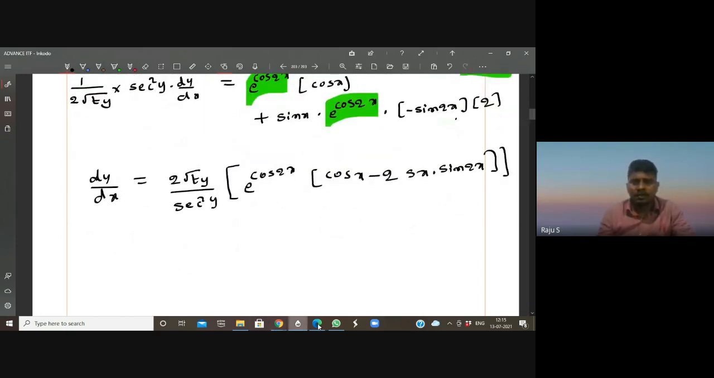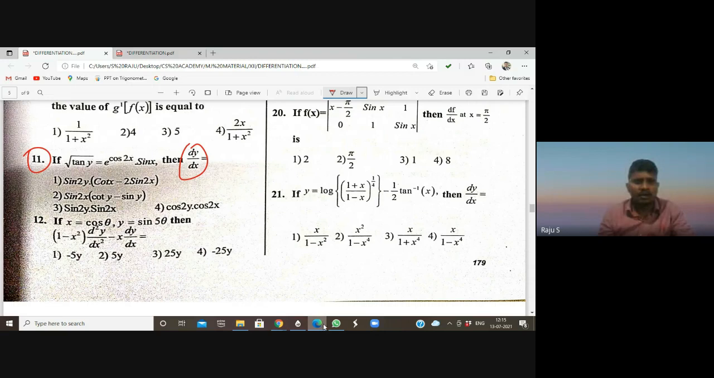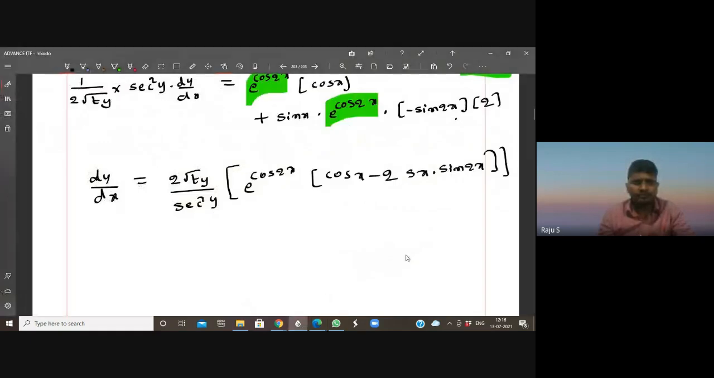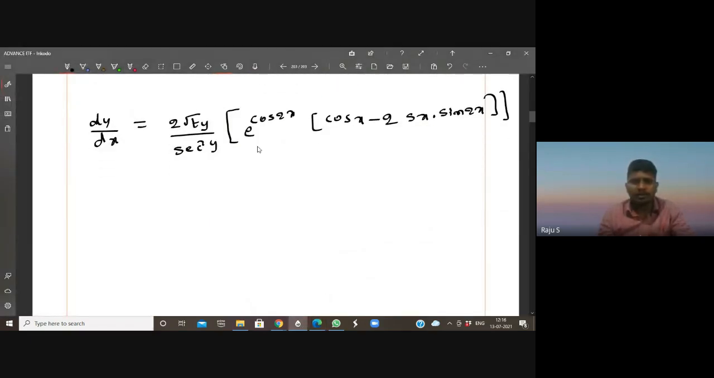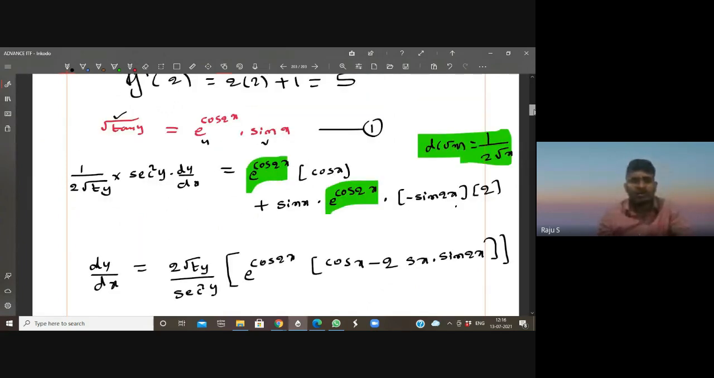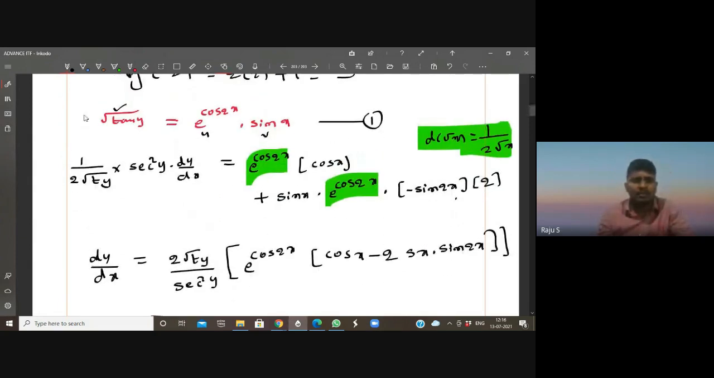But see, when we see that answer, okay, sin 2y in terms of y and x is there, no problem. So then, right, you have to simplify this. What about e power root tan y? Shall I replace here again, in place of root tan y, this e power cos 2x into cos x?